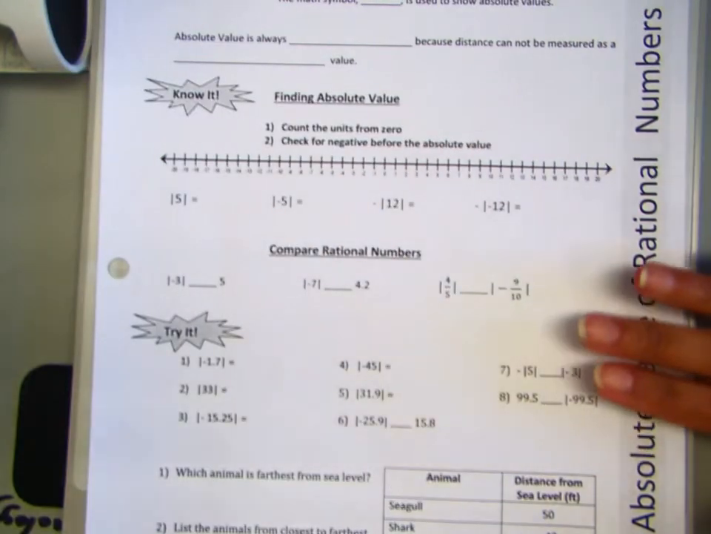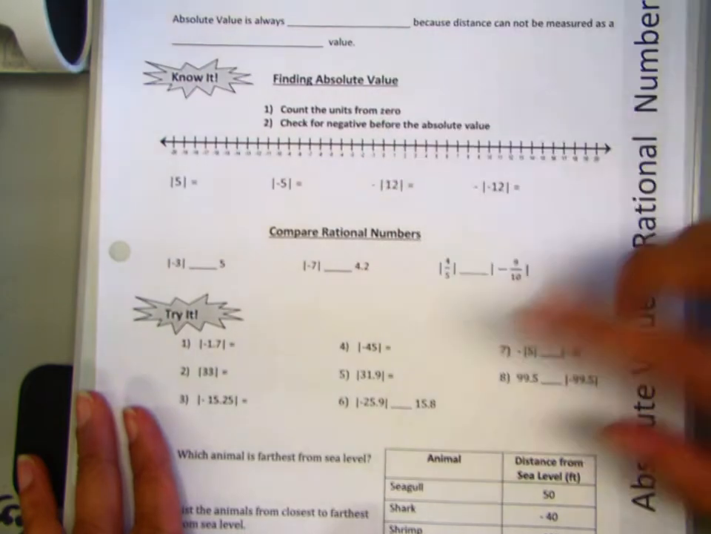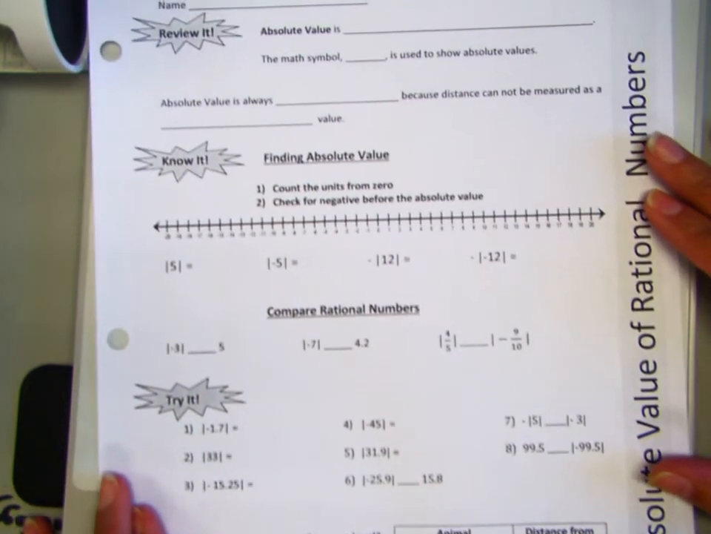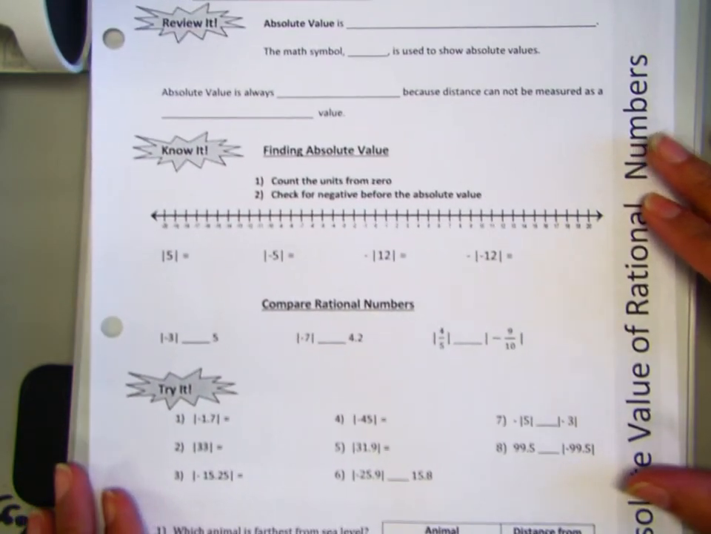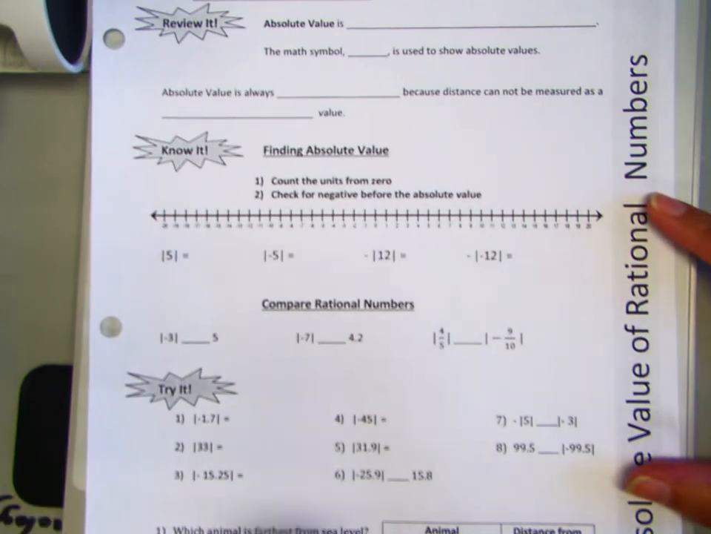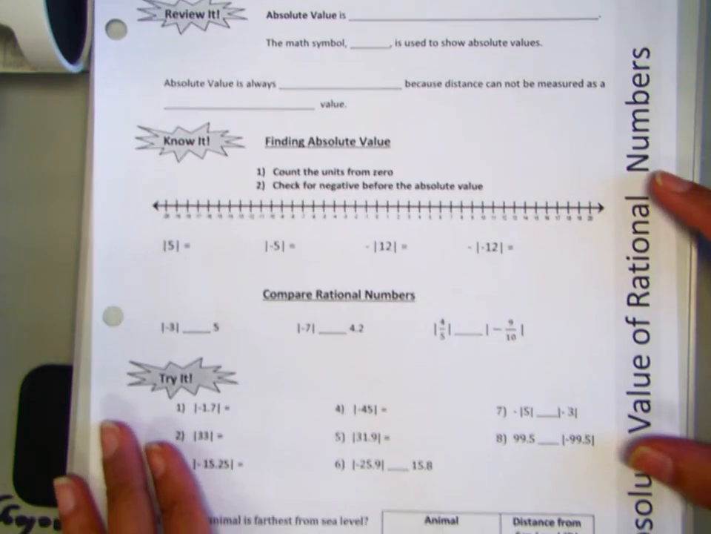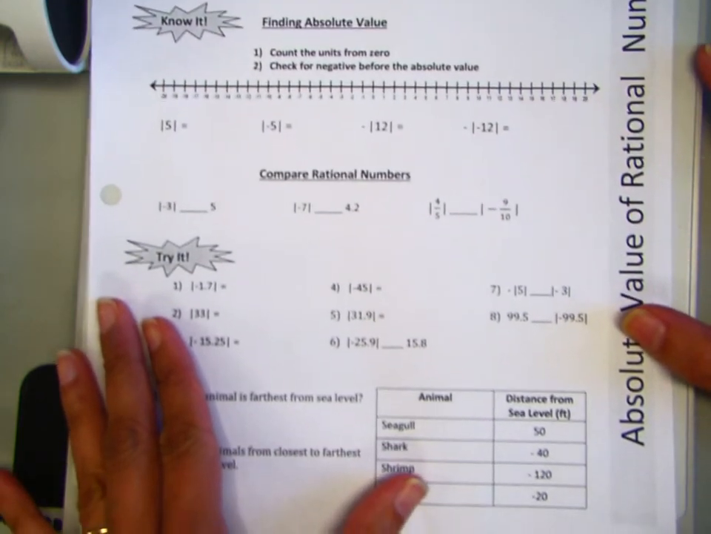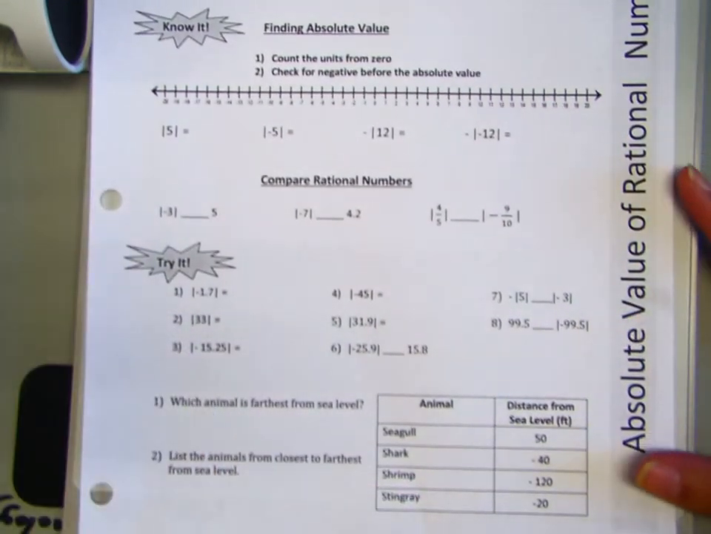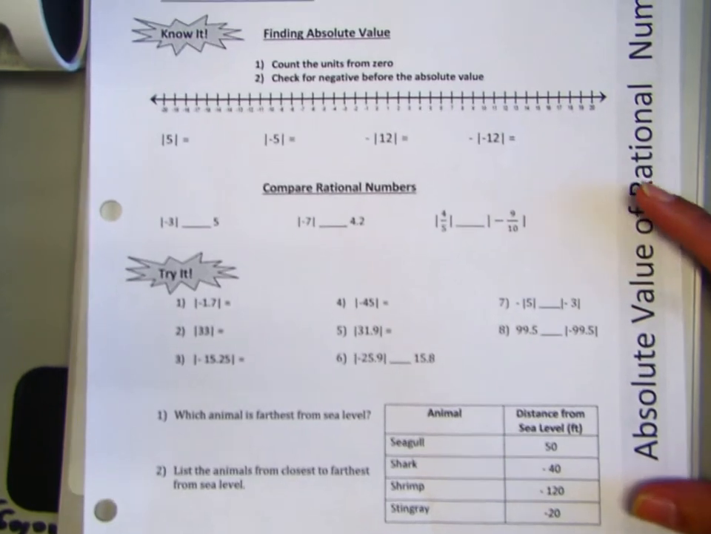We are going to talk about absolute values of rational numbers. Absolute values are, we've already talked about this, one of the vocabulary words. So before you get started on this, complete that review it section right up here. Use your notes if you need to. Pause the video if you need to. And we'll go over those in class. Then we need to start on the know it section. This is the information that is new and that you need to learn.